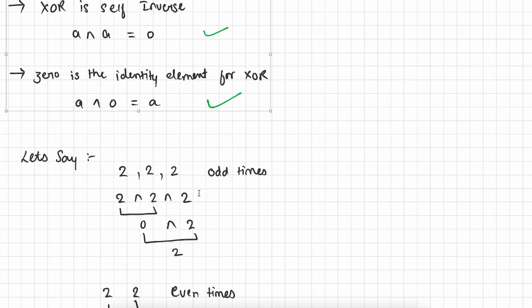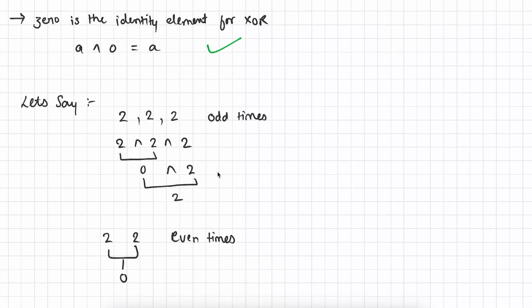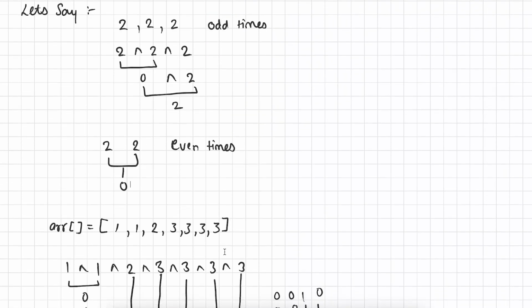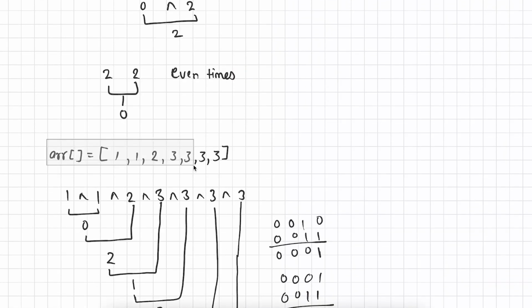So let's say we have three numbers 2, 2, 2, so 2 appears an odd number of times. What happens when we do XOR of these three numbers? When we do 2 XOR 2, it gives 0, and then if we do 0 XOR 2, it gives 2. And what happens when 2 appears an even number of times? When we do 2 XOR 2, by using the self-inverse property, it returns 0.